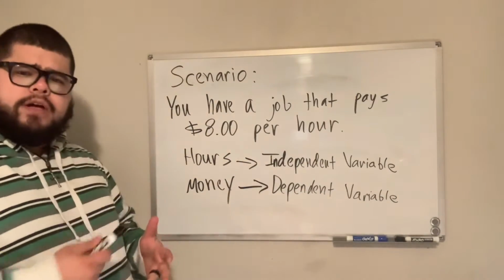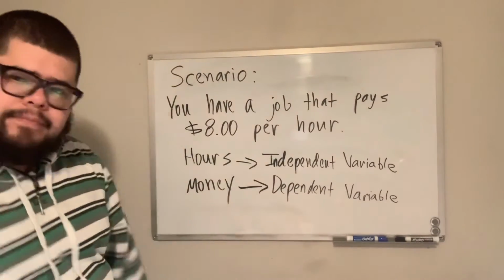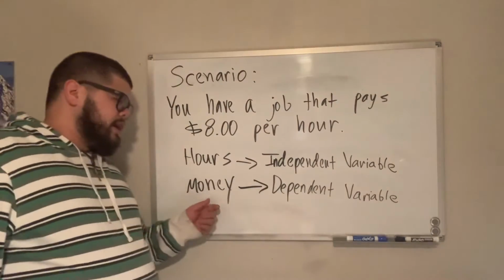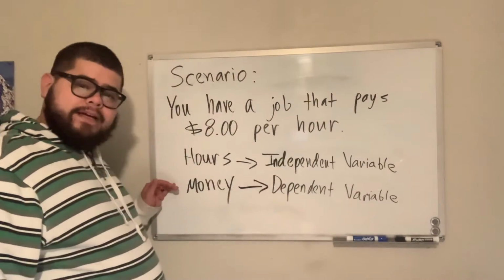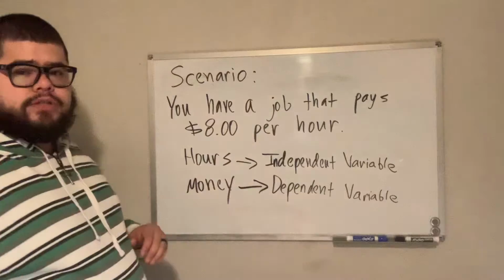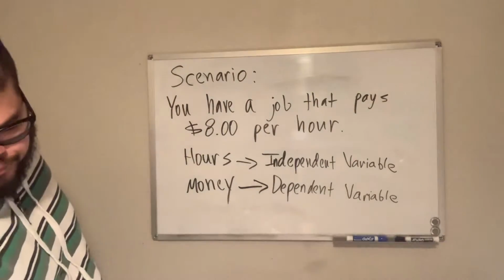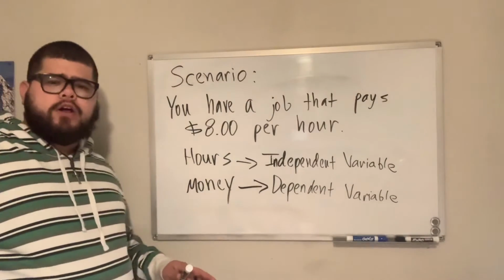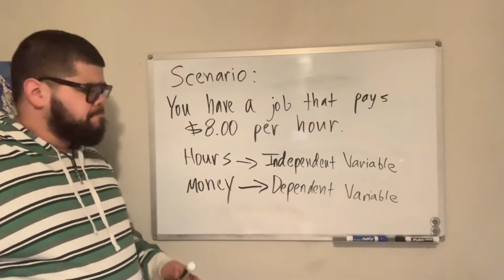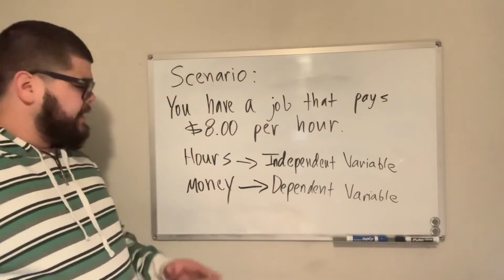Remember I told you earlier that time, most of the time, is the independent variable. In this case, money is a dependent variable because the amount of money that you make depends on the hours, right? Depends on the hours that you work. Okay, so again, this is just one scenario that you can see and identify independent, dependent variables.